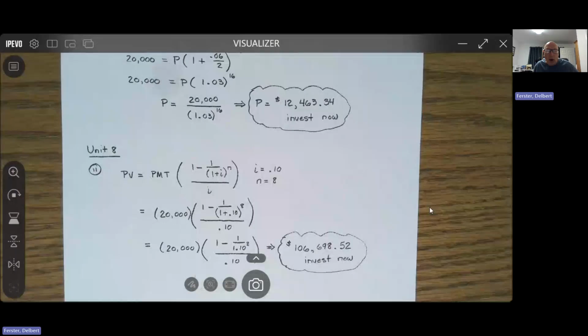So I'll send more information on that as we get ready. But let's go ahead and share the visualizer and look at some solutions as we move through our work on Unit 8. All right, first problem from Unit 8 is number 11. He wants to know how much he has to invest today. So we're looking for a present value. So you see your formula there dealing with ordinary annuities to let you calculate present value.